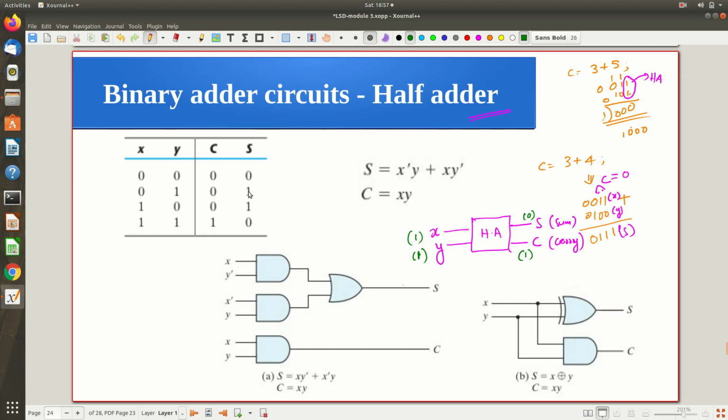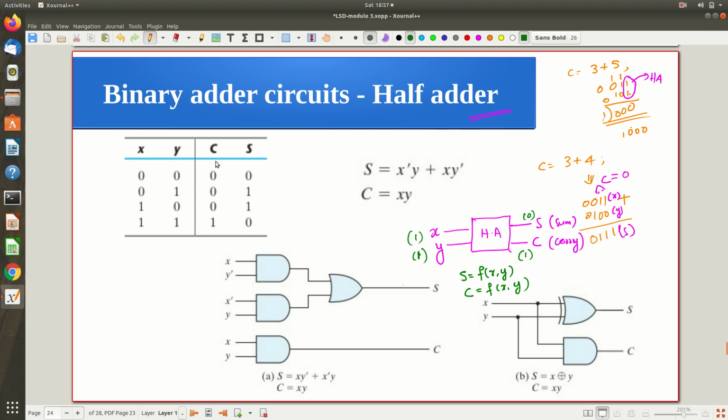Now what I need is to express this sum and carry. These are all my outputs. The first output is the sum output. I have to express it as a function of the inputs x and y. That is my task. Then I have to express the carry output also as a function of the inputs x and y. For any combinational circuit, when there are n inputs and m outputs, each of the outputs you will express as a function of all the inputs. That is my task.